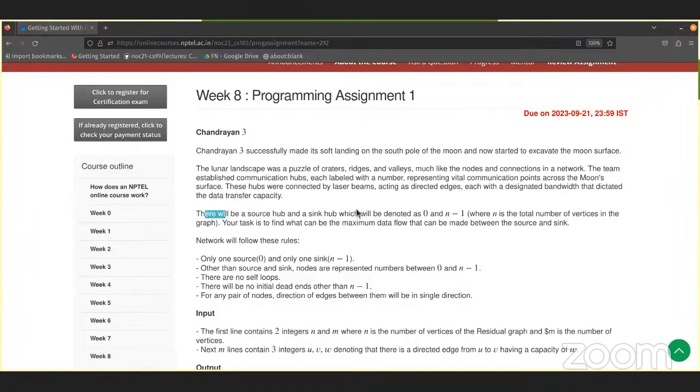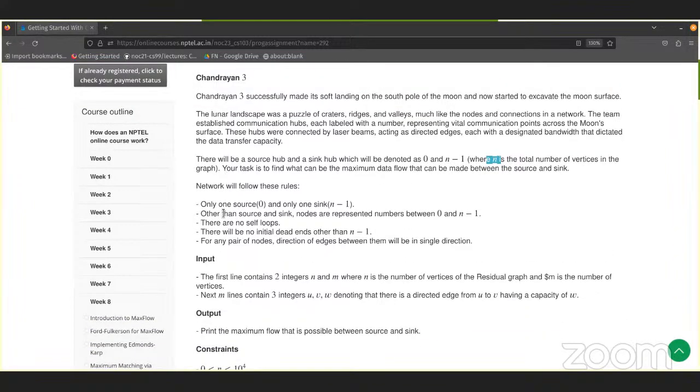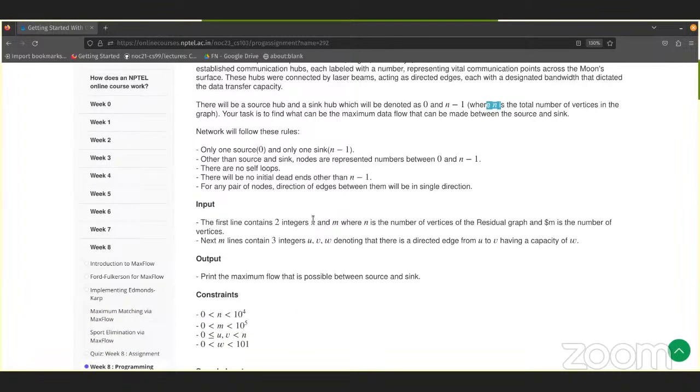There will be a source hub and a sink hub, denoted by 0 and n-1, where n is the total number of vertices in the graph. Our task is to find the maximum data flow that can be made between the source and sink. As we have a source and sink, we can think about this problem as Ford Fulkerson's. It is a very straightforward problem of implementing Ford Fulkerson's algorithm, but in an efficient way because of the constraints which we have.